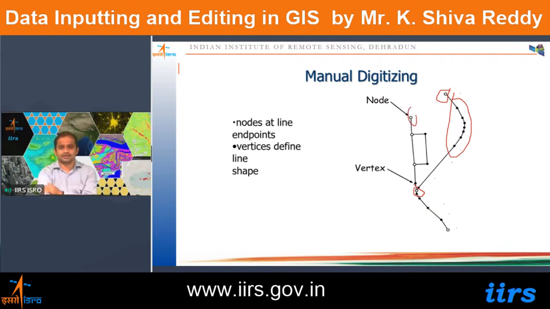Similarly, this is one node. Now you can see one node here and one node here. We can have two different linear features, one directly coming due to these vertices here. So there are two linear segments and both have the common start and end node. Right? So node and vertex is clear, I think.